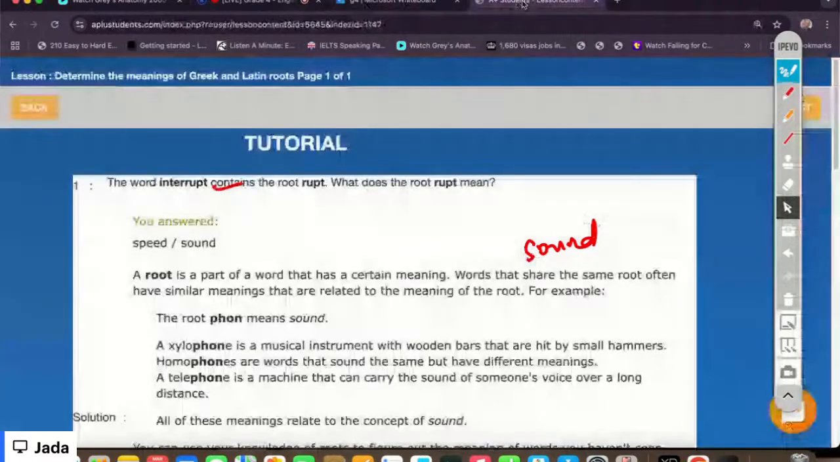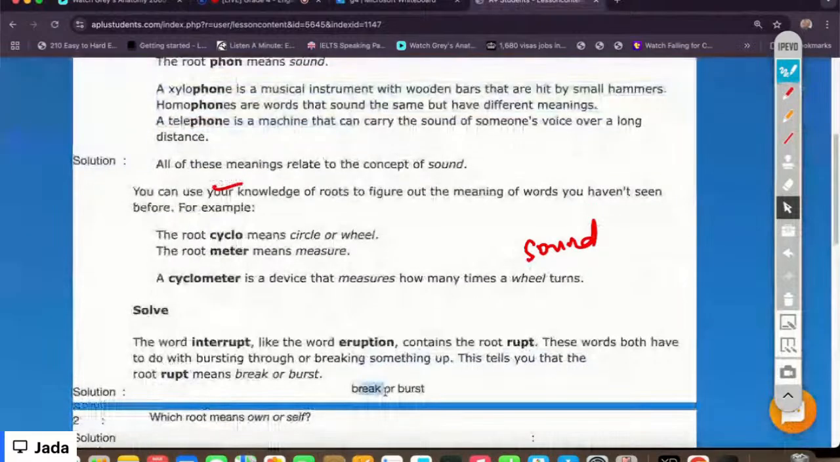Alright. So the word interrupt contains the root rupt. What does the root rupt mean? Break or bust. So like the eruption, rupt.